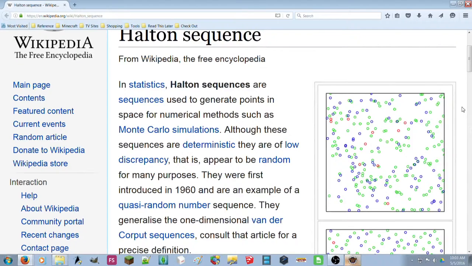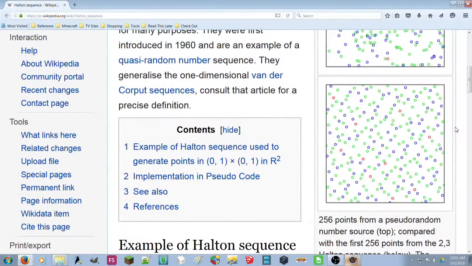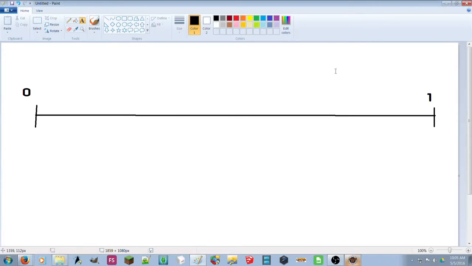To try to prevent structures from overlapping, we're going to try to improve the distribution of structures over the map using the Halton sequence. This is the kind of distribution we're looking to get, and this is what the Halton sequence is going to give us. So what we're looking at now is a general description of what a Halton sequence is doing.